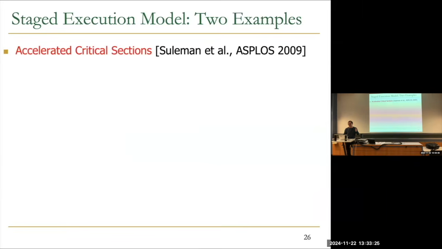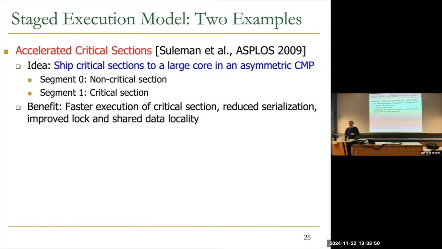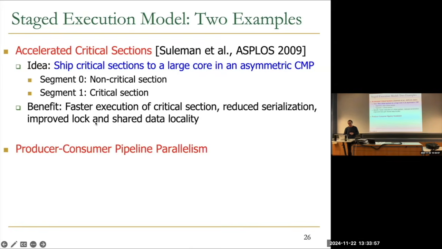Okay, so let's take a look at two examples over here, accelerated critical sections. The idea here is to ship critical sections to a large core in an asymmetric CMP, a multi-core processor. You can think of segment 0 as non-critical section and segment 1 as critical section. Any critical section is segment 1, any non-critical section is segment 0. You can further classify different critical sections, of course, but this is the general idea. So the benefit you get is clearly a faster execution of critical sections, reduced serialization, and improved lock and shared data locality, as we have discussed.